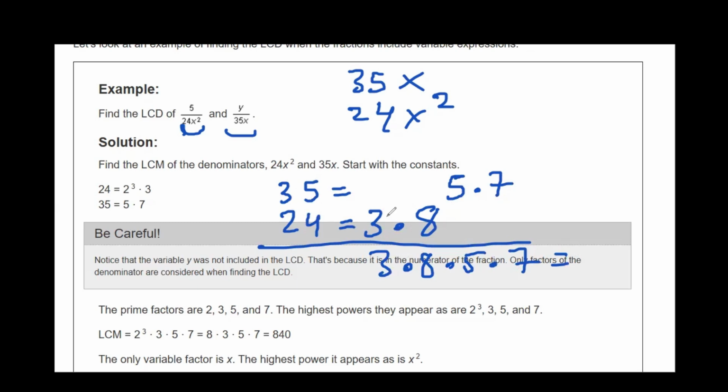That's it. The answer is multiplying 24 and 35, or you multiply 3 times 8 times 5 times 7. This is the same as 24 times 35, which is a very big number. Multiply it, right? Okay.